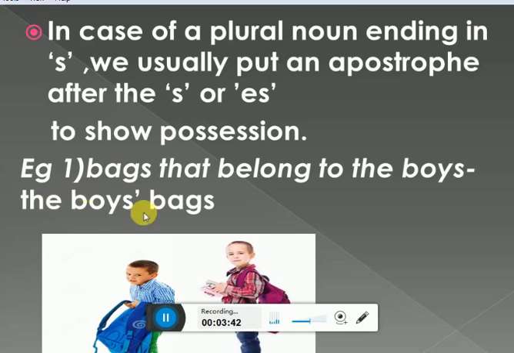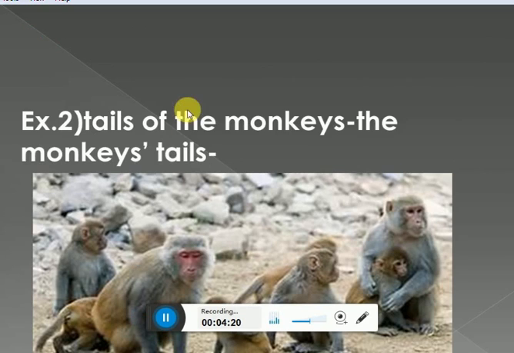The boys' bags. You can see here we have used an apostrophe after S, not before S, because boys is a plural noun that ends in S. For a singular noun, before S we use an apostrophe for showing possession, and for a plural noun that ends in S, we use an apostrophe after S. Now let's see one more example.